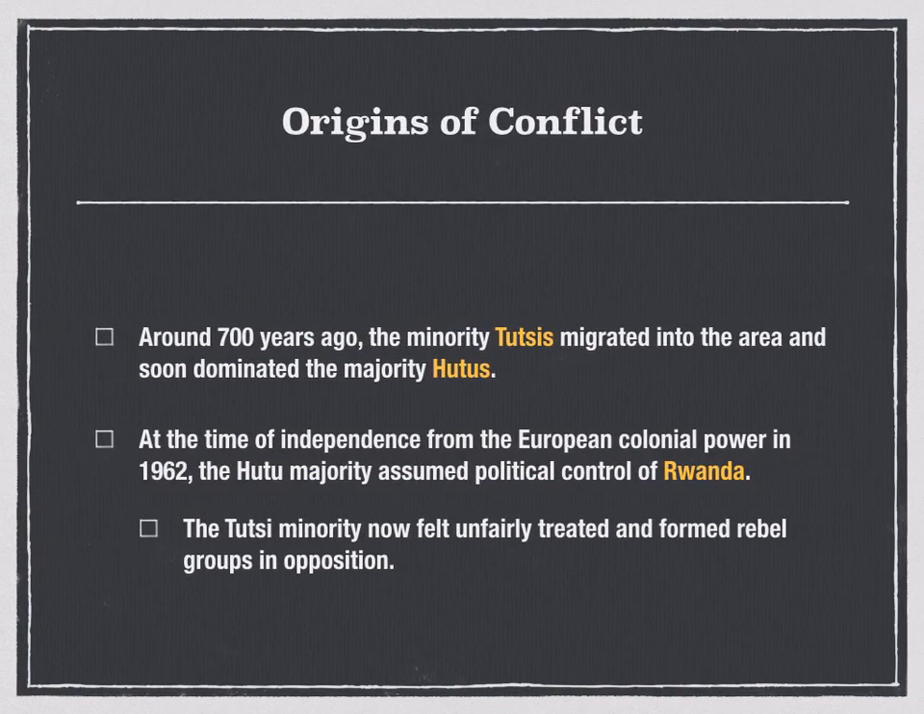Origins of conflict. Around 700 years ago, a minority group called the Tutsis migrated into the area where Rwanda is today, and they soon dominated the majority Hutu group. At the time of independence from the European colonial power in 1962, the Hutu majority then assumed political control of Rwanda. And now it was the Tutsi minority who felt unfairly treated, and they formed rebel groups in opposition.